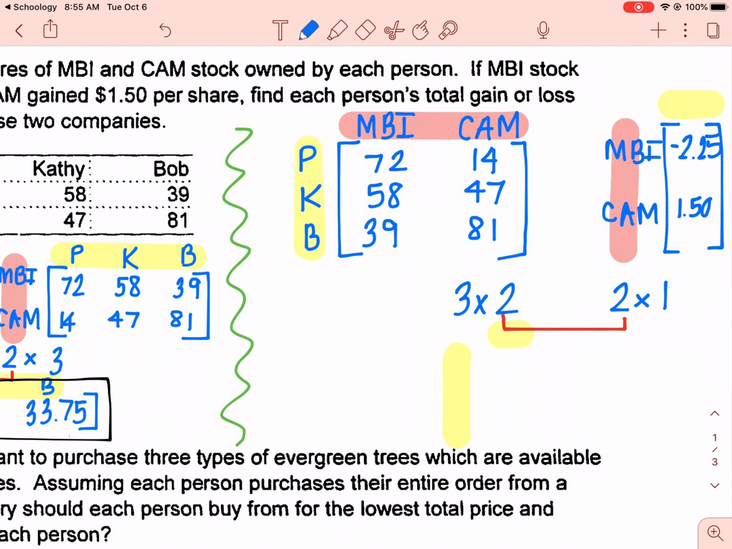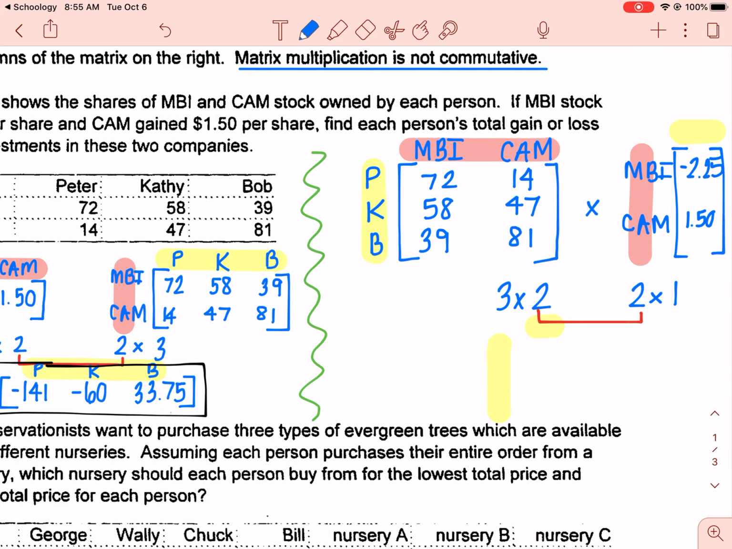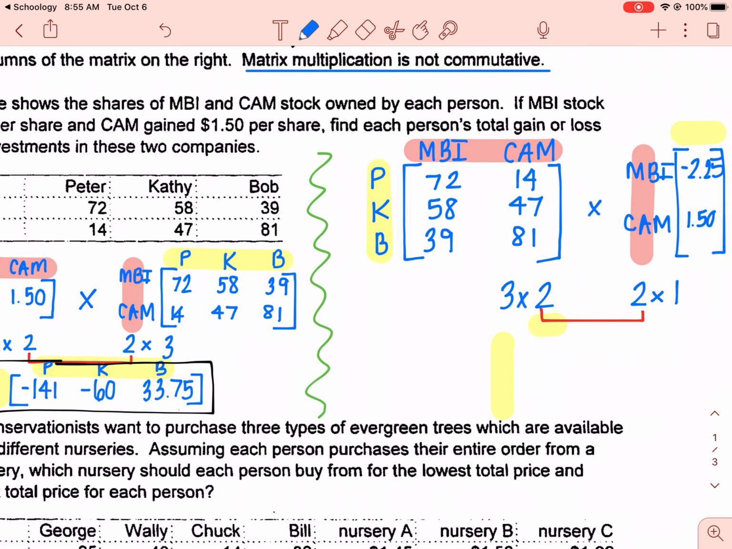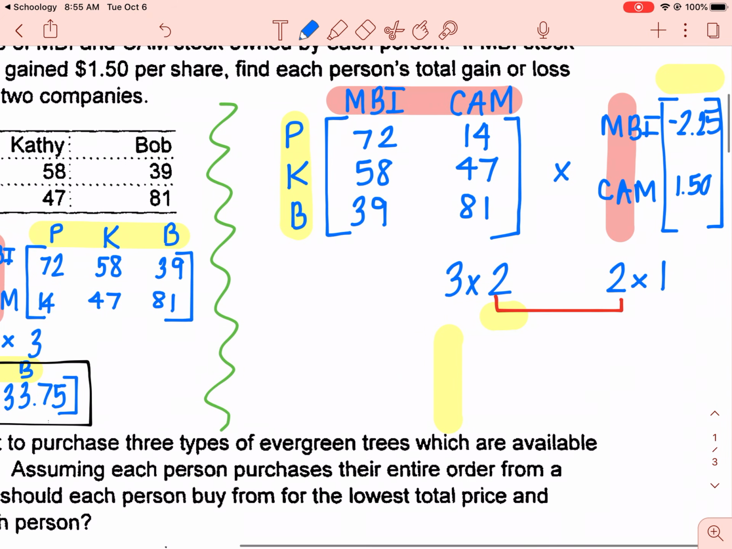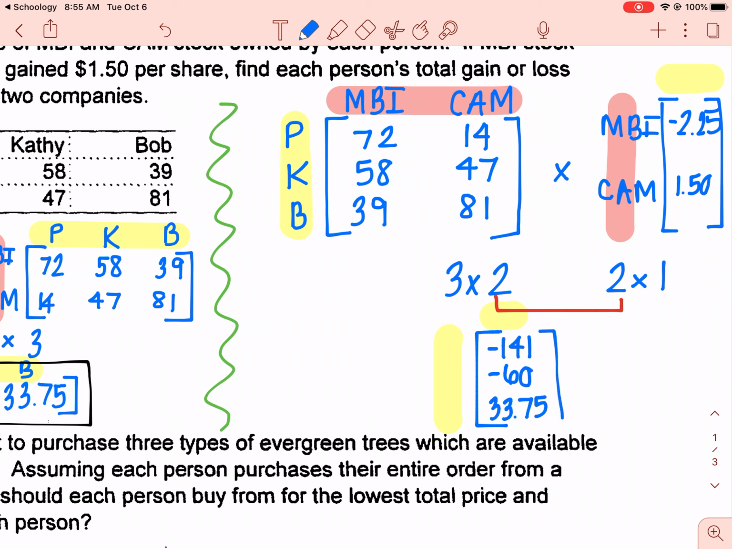Please type these two matrices in your calculator. I apologize, there should be a multiplication here, guys. And multiply them. Verify that you get negative 141, negative 60, 33.75. This is for Peter, Kathy, and Bob.